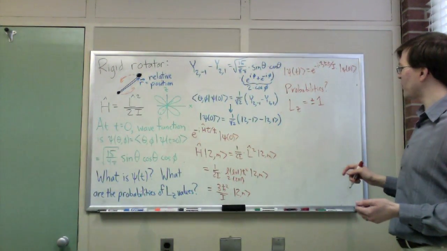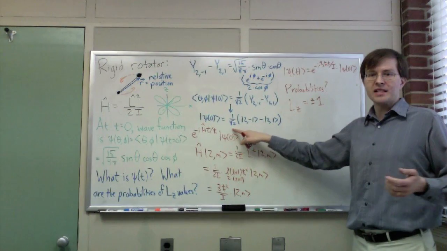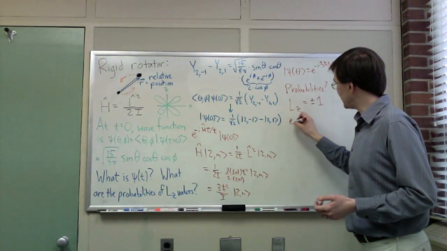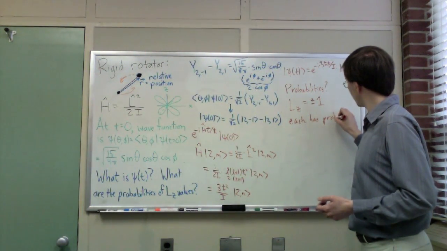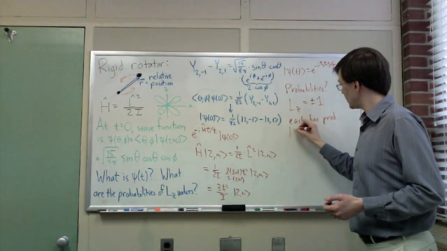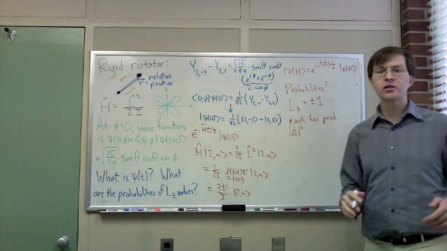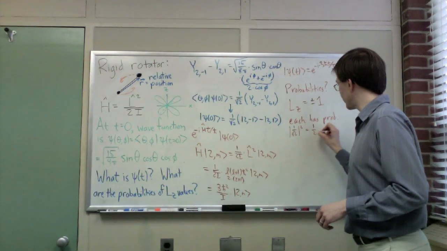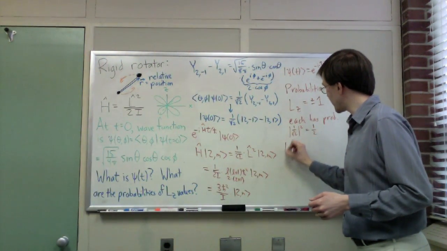And what are my probabilities? Well, this looks almost like basic problems in quantum mechanics now. The probabilities, each has probability 1 over square root of 2 squared. And just in case you're fuzzy on where that came from, that's just 1/2. They're equally likely.